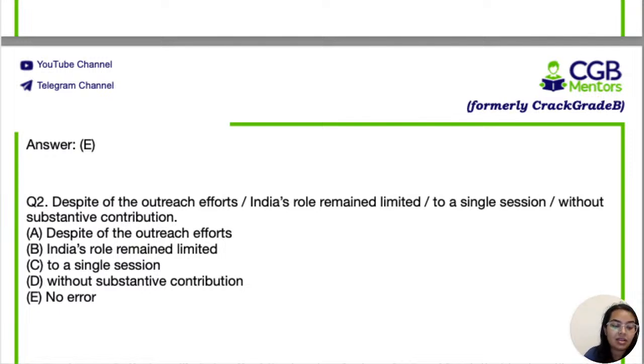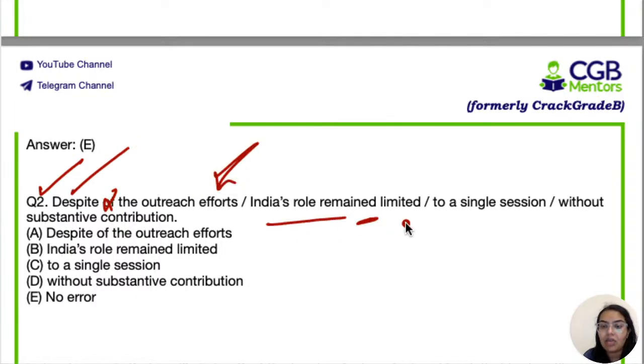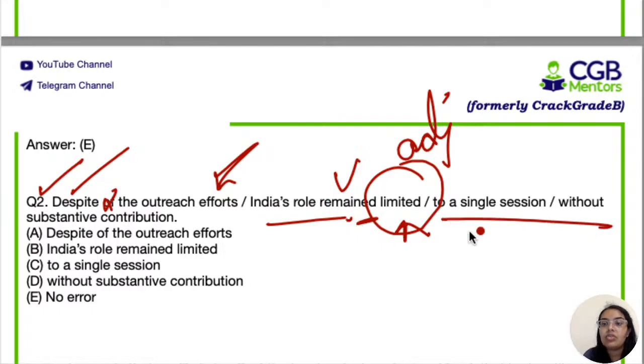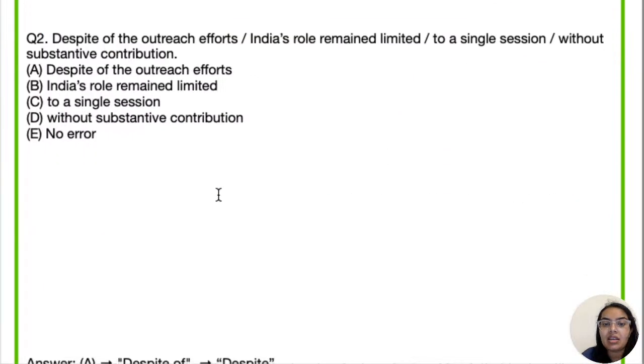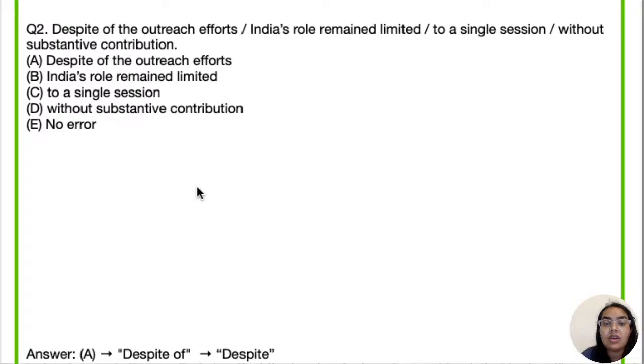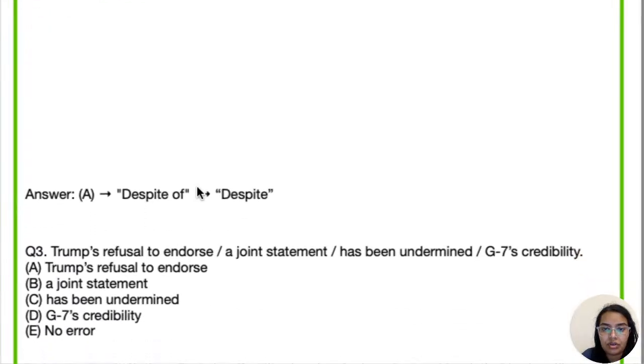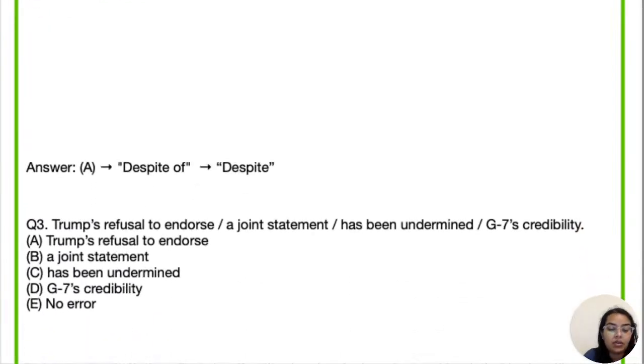Very easy. The second one, no, why you are naming it 6th or 7th? So off nahi aayega. Despite the outreach efforts, India's role remained how? Limited. So remained is verb, limited here is adjective, used as adjective. To a single session without any substantive solid contribution. Third one.